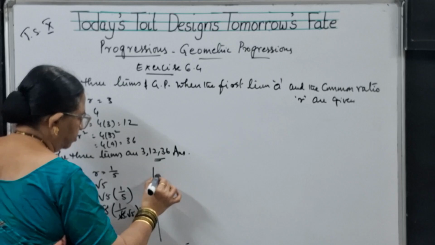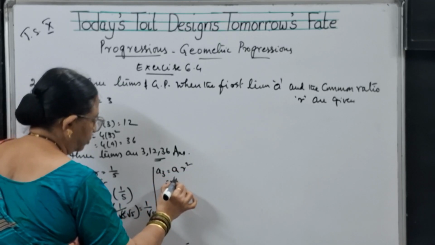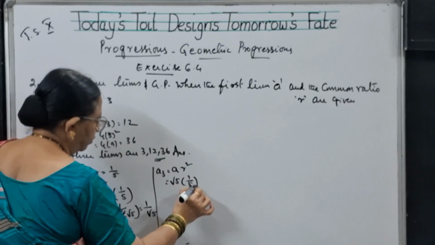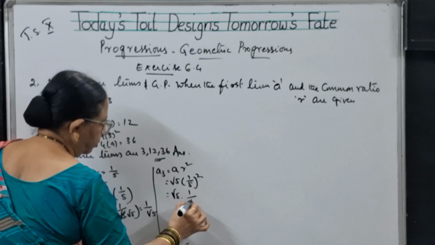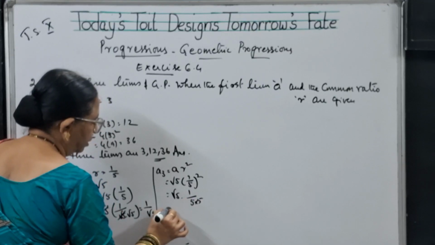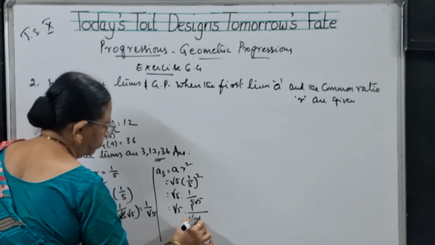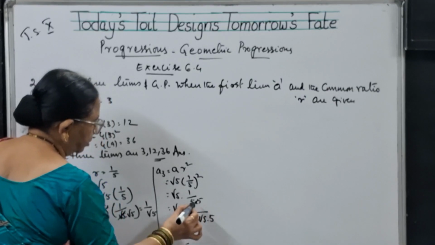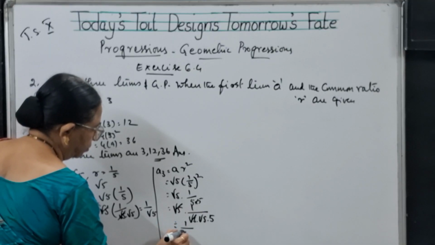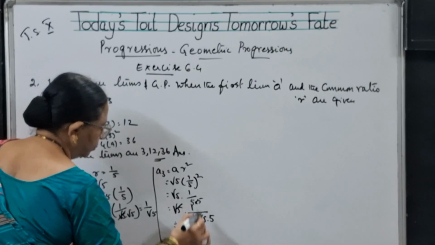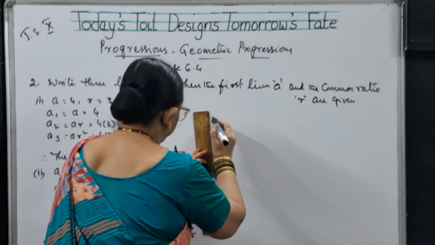Now third term, A3. A3 is A into R square. That is root 5 into 1 by 5 whole square. That is root 5 into 1 by 25, which means 5 into 5 I can write. That is root 5 into 1 by root 5 into root 5 into 5, because I want one root 5 to cancel. That is 1 by 5 root 5. So the three terms are 1 by 5 root 5.